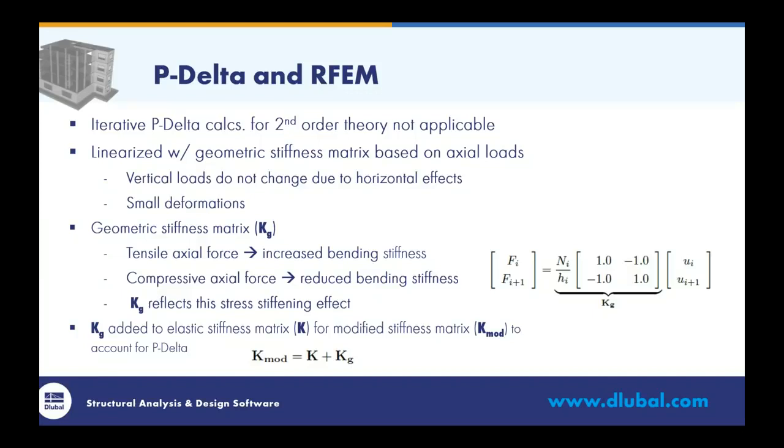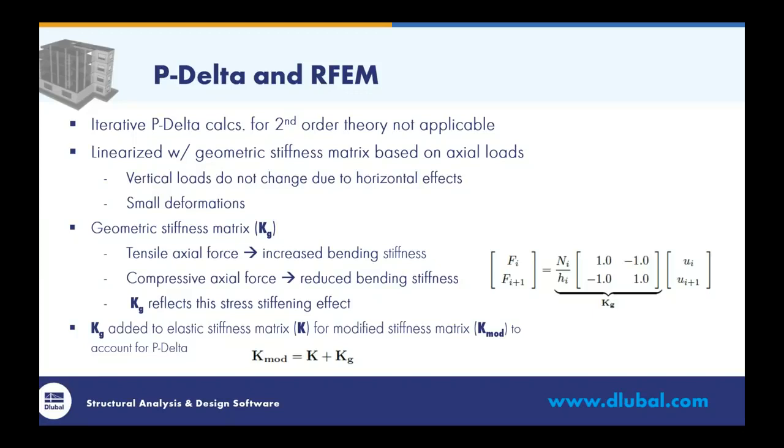So as far as the geometric stiffness matrix, which is denoted by K sub G, this tells us that essentially tensile axial forces increase the bending stiffness of a member. Now, in turn, a compressive axial force will reduce the bending stiffness. Now, a very simple application on how this can be applied is if we think of a cable.